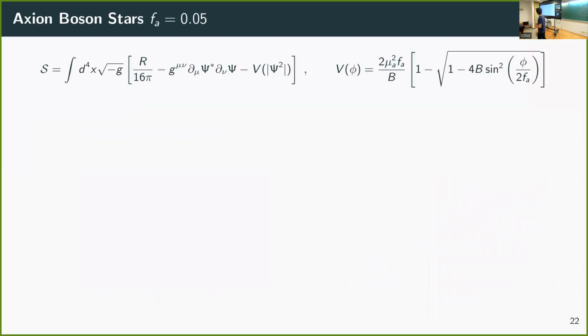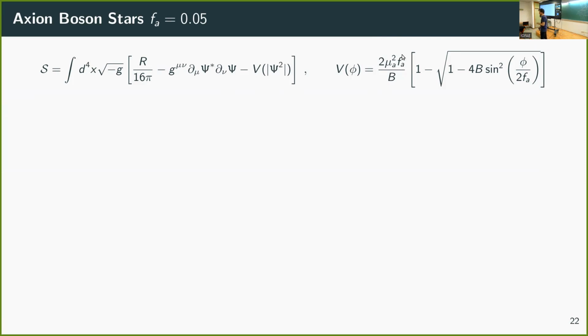Now you can do this type of analysis again for another family of boson stars, namely the axionic boson stars. The action is more or less the same. What changes is just the potential associated with the scalar field. That is, this potential is based on the QCD axion-like potential. Now you have this equation. So this B is just a constant. Mu A is associated with the mass of the axionic particle, and this Fa is the decay constant.